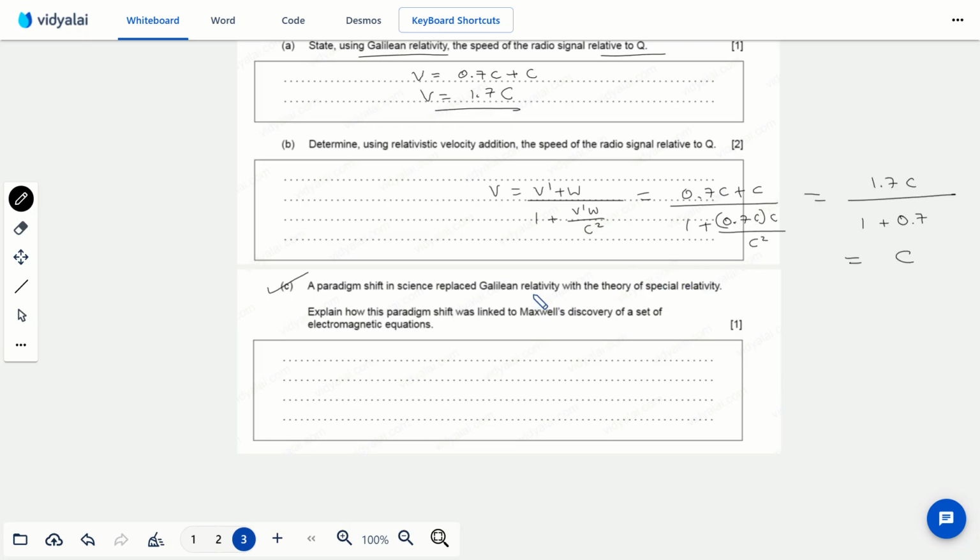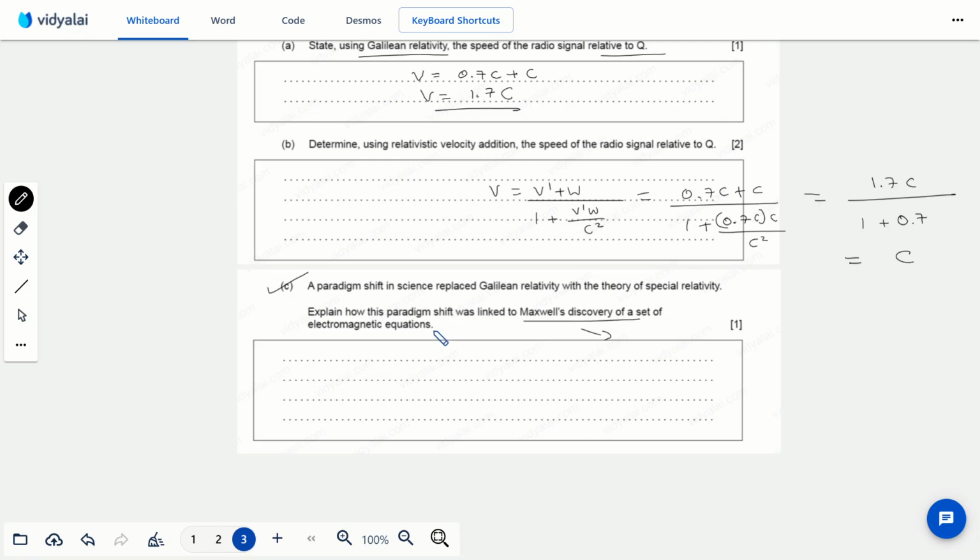So Galilean relativity was replaced by the special theory of relativity, given by Albert Einstein. Explain how this paradigm shift was linked to Maxwell's discovery. Yes. So the second postulate in the special theory of relativity was actually a discovery by Maxwell. Maxwell's electrodynamics predicts that the velocity of light in vacuum is a constant. It's independent of the frame in which it's observed. So whether the frame is moving or not doesn't really matter there.